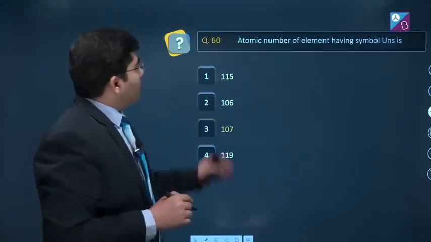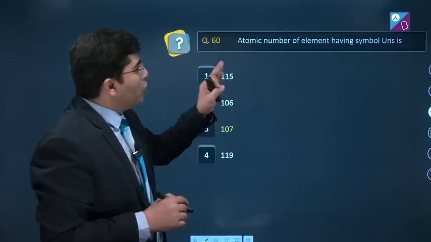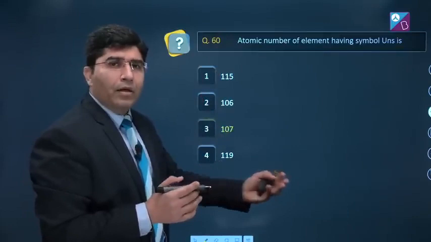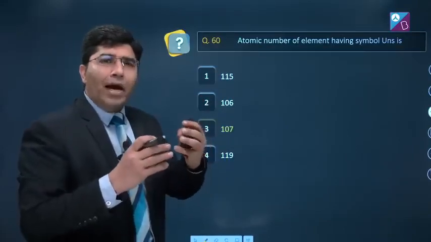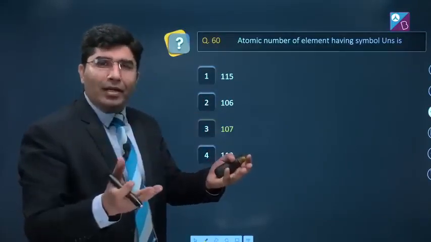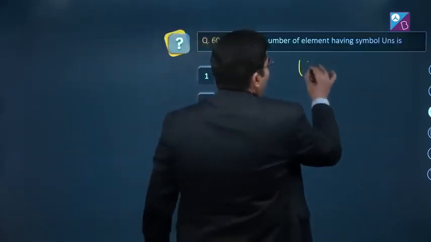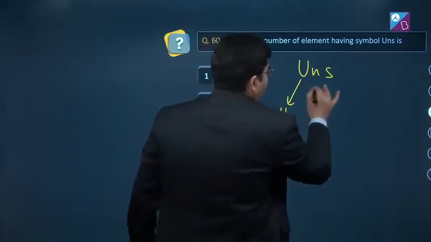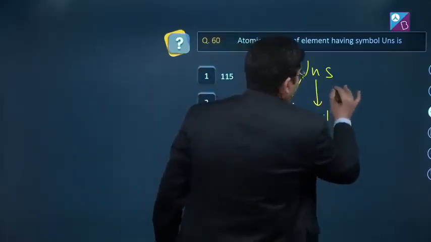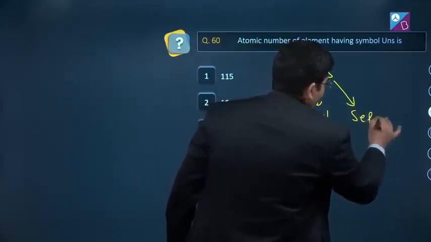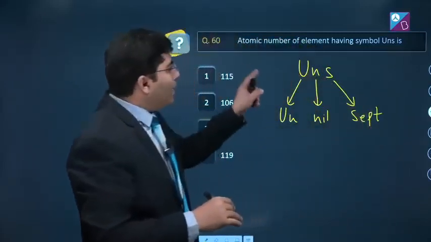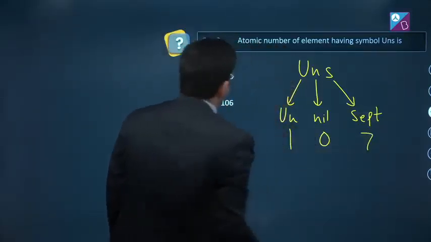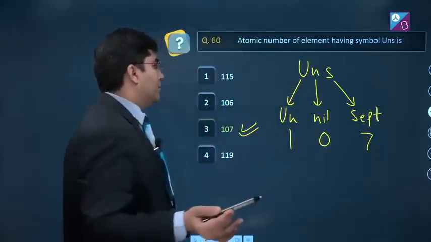Now the next question is the atomic number of the element having the symbol UNS. We study the IUPAC nomenclature of elements having atomic number more than 100. It's given in NCERT, right? So UNS means un, nil, sept, that is unnilseptium. Un means 1, nil is 0, sept is 7, so the answer will be 107. Pretty simple.